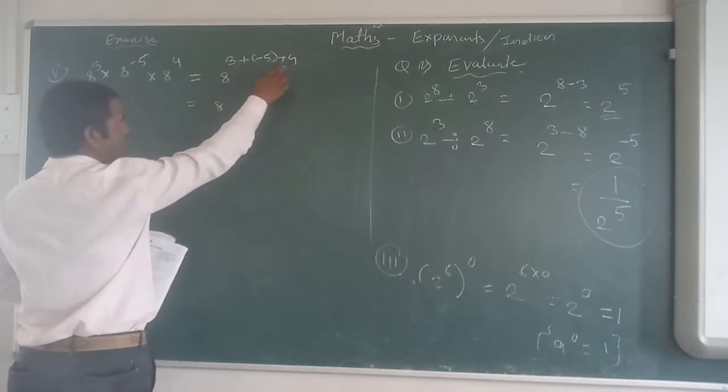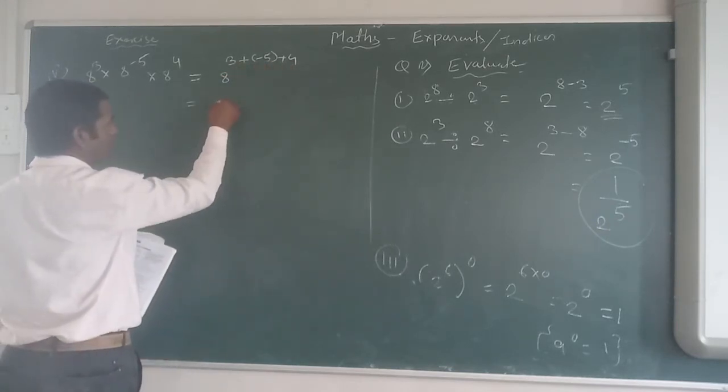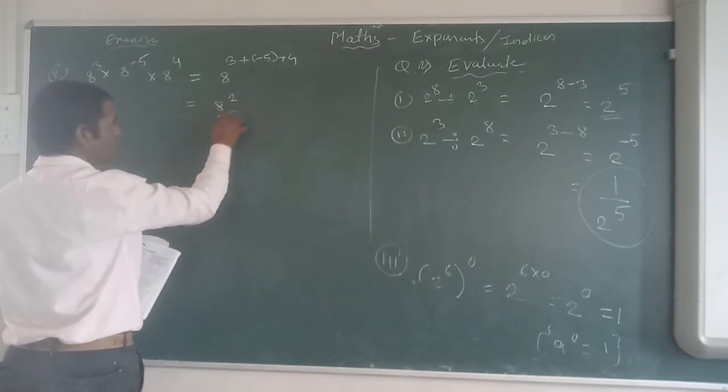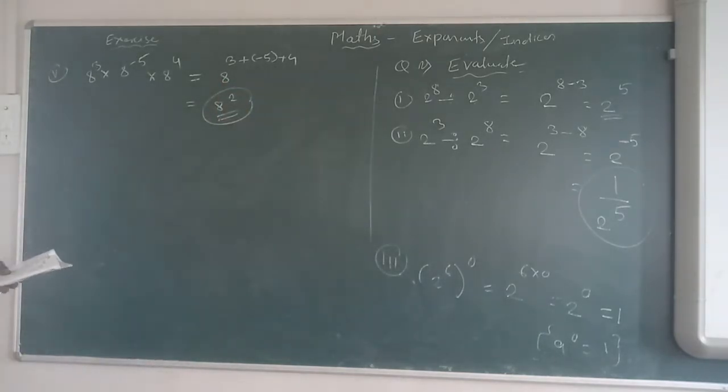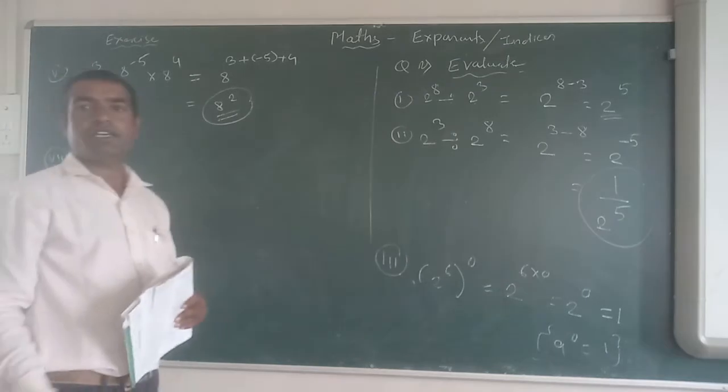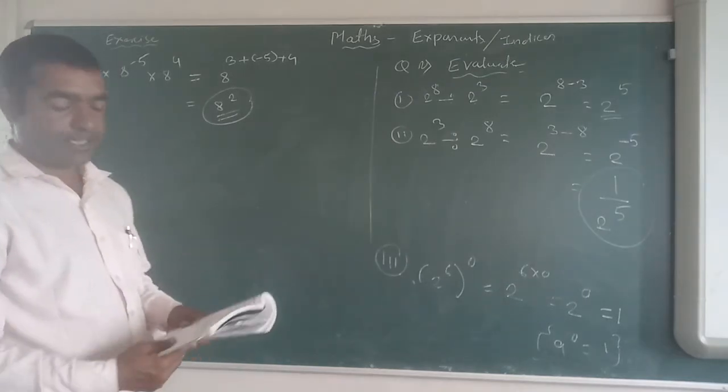3 plus 4 is 7. 7 minus 5 is 2. So 8 raised to 2. This is your answer. Got it now? So 8 squared is your final answer. After that we will take the seventh one. The remaining alternate problems we have to do in the practice work.